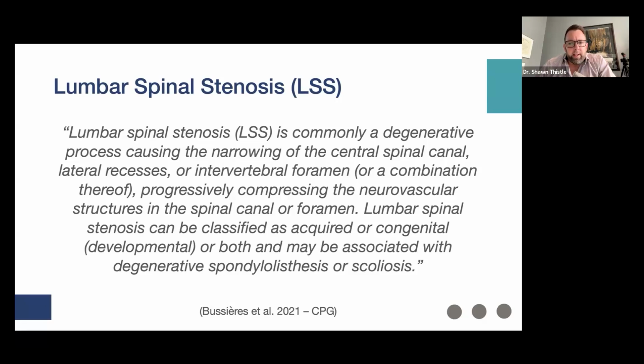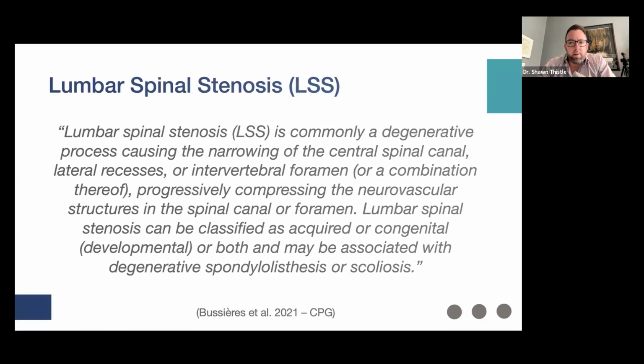It's commonly a degenerative process causing the narrowing of the central spinal canal. We'll talk about the differences as we go, but it can also include lateral recesses or the IVF, the intervertebral foramen, or a combination thereof, which progressively compresses the neurovascular structures in the spinal canal or the foramen. Lumbar spinal stenosis can be classified as acquired or congenital, and congenital is normally referred to as developmental now. It can be both and may be associated with degenerative spondylolisthesis or scoliosis.